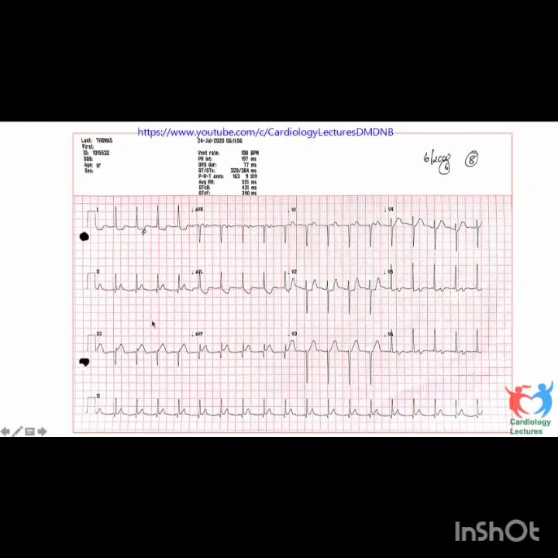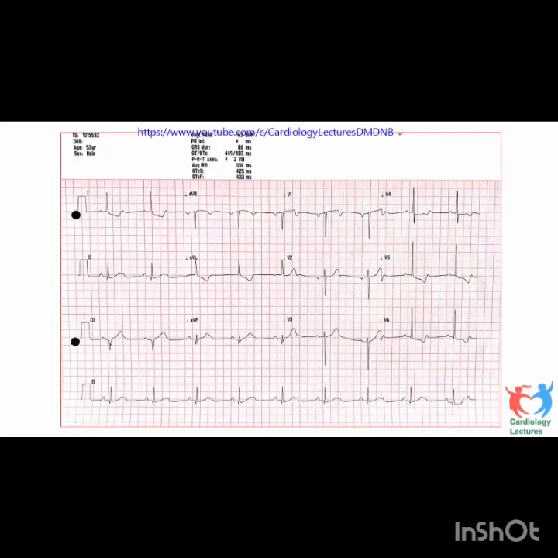I just wanted to say that if you look at the rhythm strip, there appears to be no P in front of the QRS, but you should understand that this is actually a P, a sharp thing very close to the QRS complex. This P is actually conducted to the next QRS. This P is conducted to the next QRS complex. So there is sinus tachycardia with so grossly prolonged PR interval that the P is closer to the preceding QRS than to the next QRS.